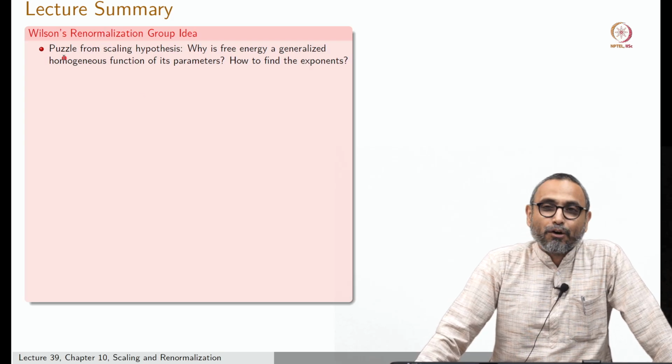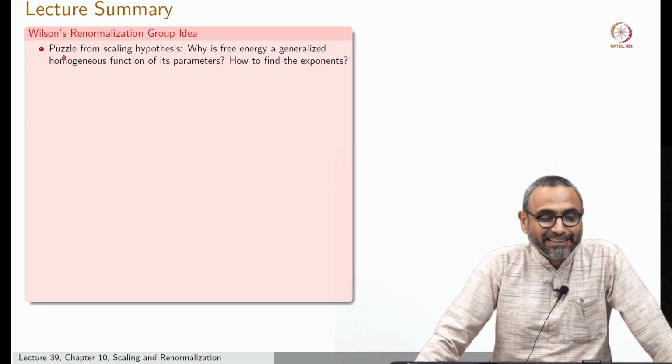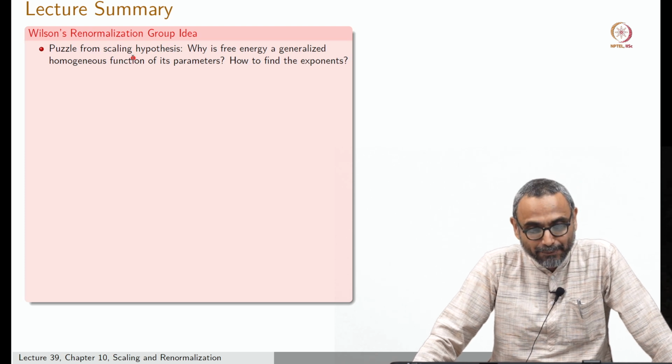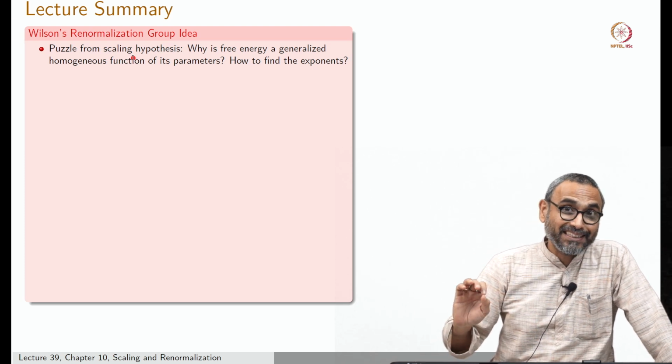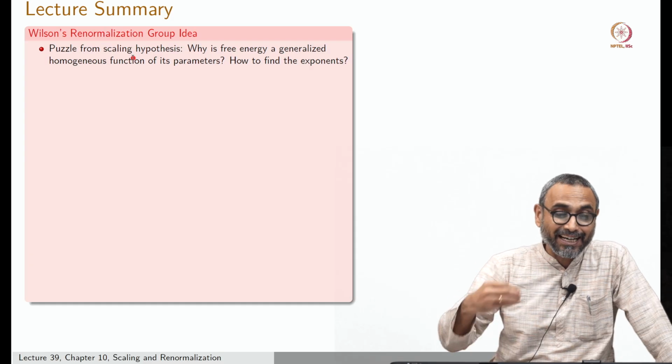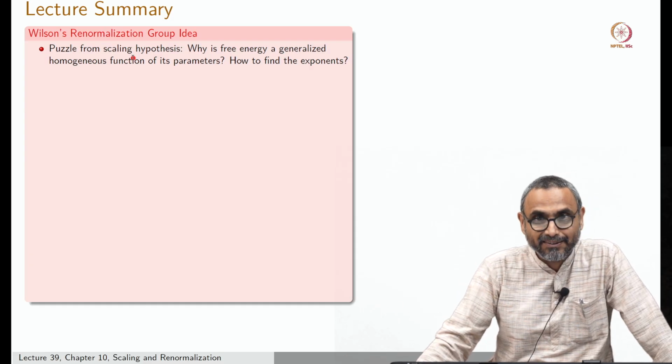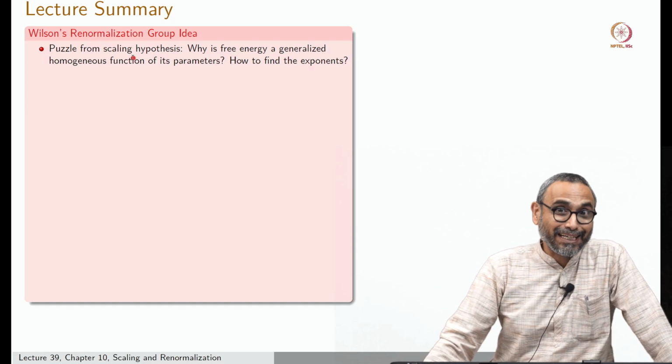So Wilson's renormalization group idea addresses the puzzle coming from the scaling hypothesis. Why is the free energy, or the singular part of the free energy, a generalized homogeneous function of its parameters? How do we find the critical exponents?